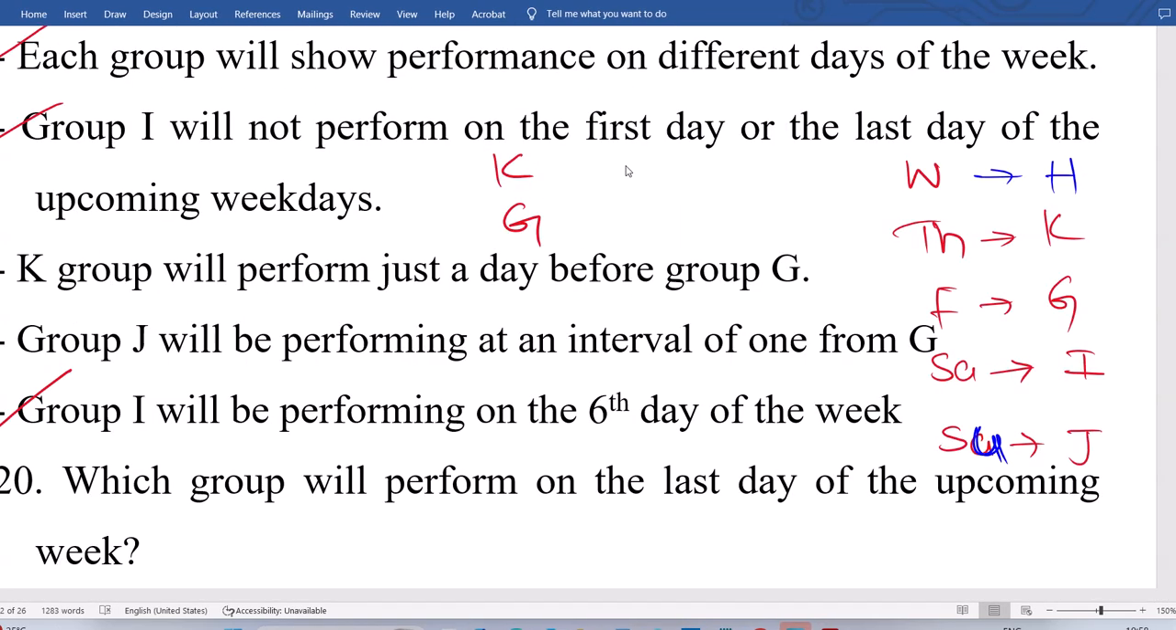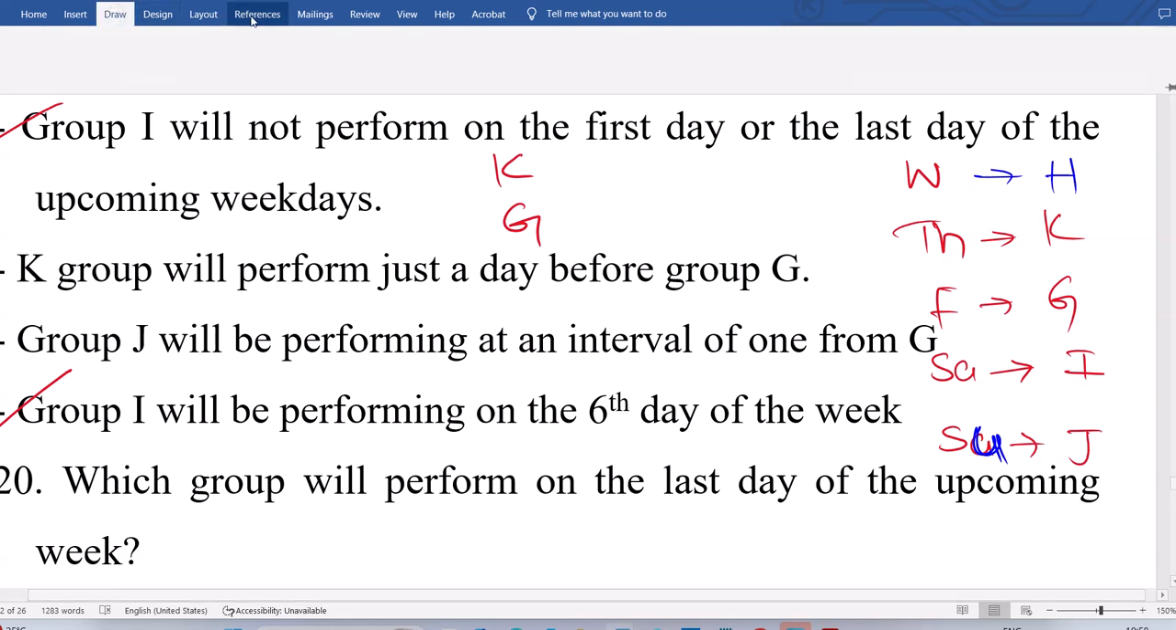The previous question, as one of your friends pointed out, there is a chance for J here as well.